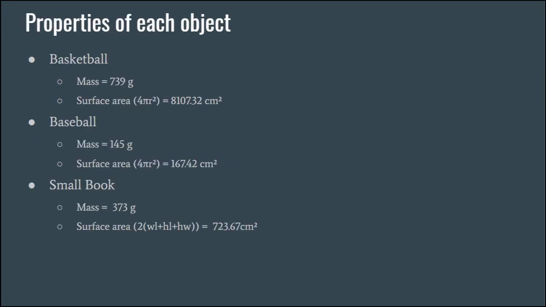So here are the properties of each object. To find surface area, the equation we used is next to the actual value for surface area. So for the basketball, mass is 739 grams, surface area is 8,107.32 centimeters squared. For the baseball, the mass is 145 grams, the surface area is 167.42 centimeters squared. And for the small book, the mass is 373 grams, and the surface area is 723.67 centimeters squared.